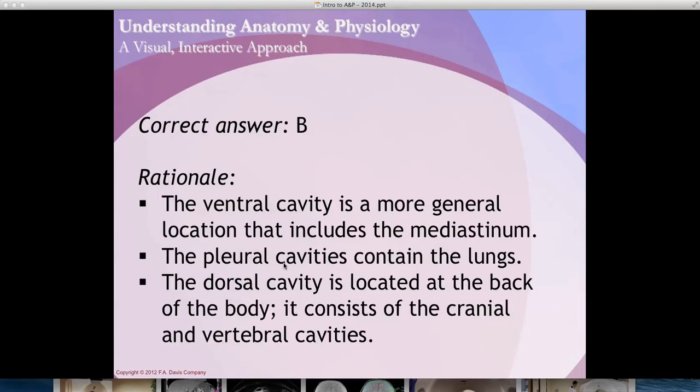So hopefully we realize that that's the mediastinum. That's really the area that's in between the lungs. The other part of that ventral cavity, or the thoracic cavity, which is part of the ventral cavity, is the pleural cavities, and those contain the lungs.